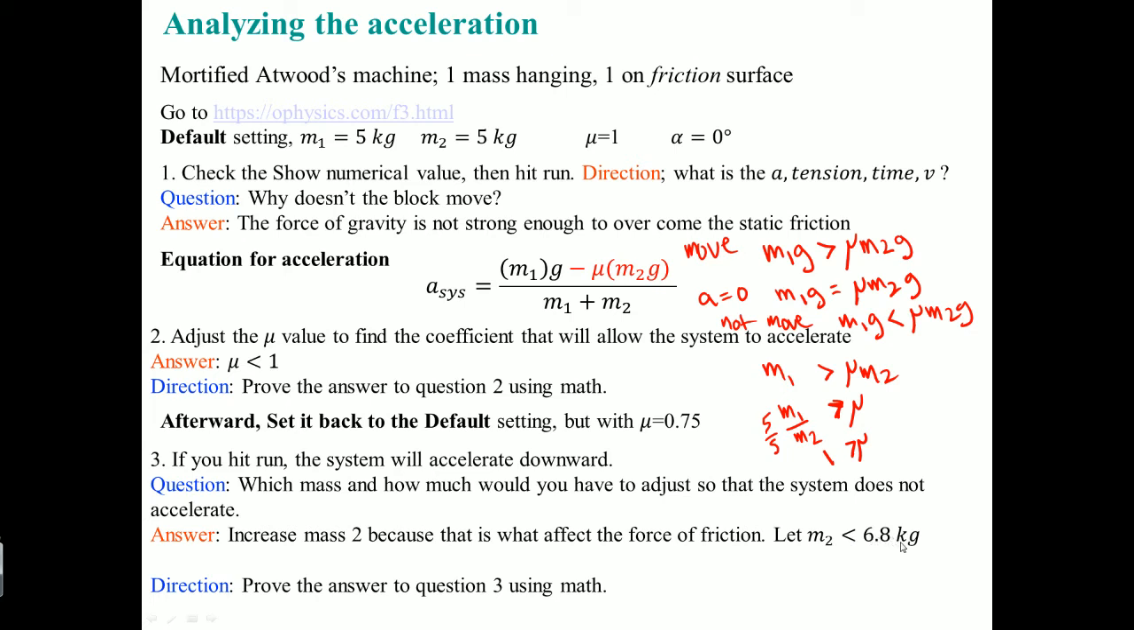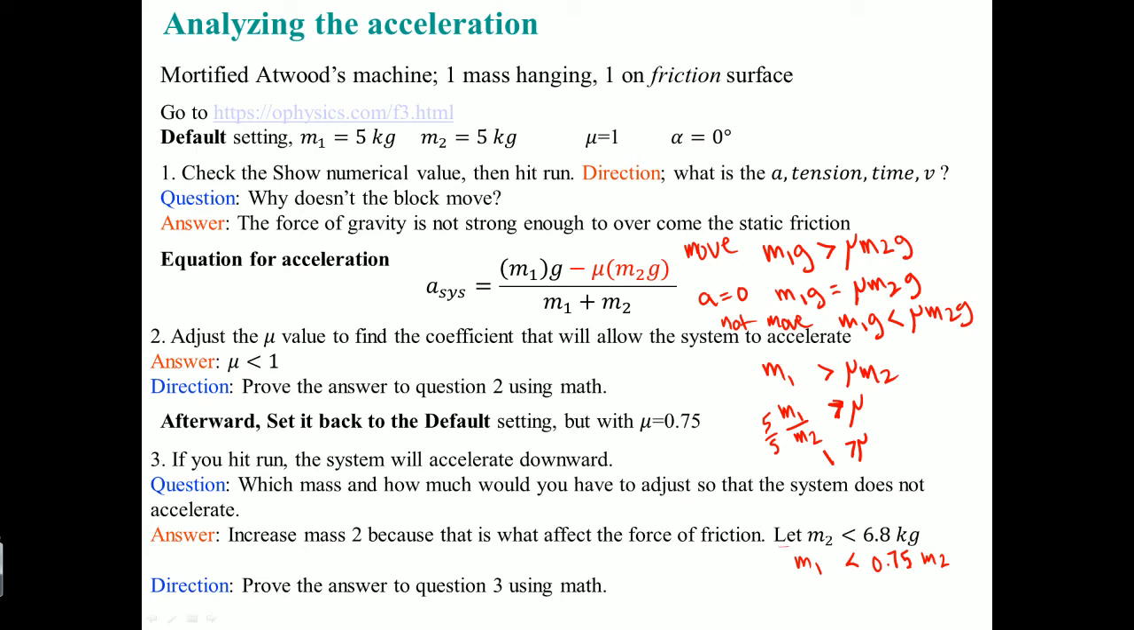So how can we do this? Well, let's do some math here. It's like this equation. First of all, for it to move, so it doesn't accelerate, we want something right here. So m1g equals mu, what was mu? 0.75, m2g. Okay, the g's here cancel out because they're both g's, and we want to solve for m2.